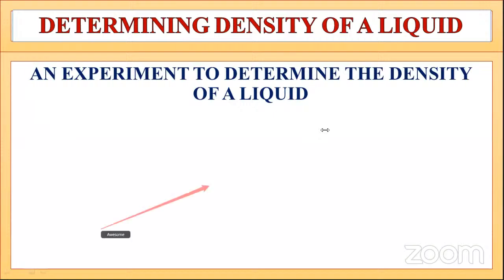Can I hear from another person? How would you determine the density of a liquid like water? Who can take us through it? Yes, Percy. By measuring using a measuring cylinder. You measure using a measuring cylinder.